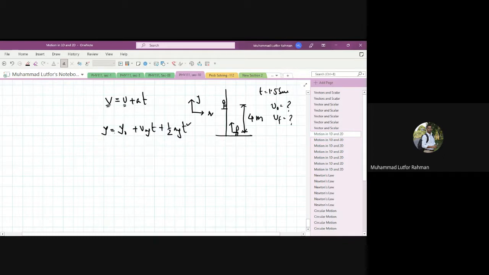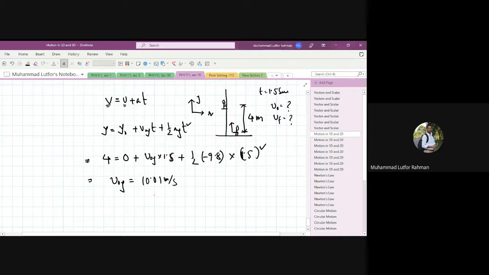If I choose this as my origin, then y naught would be 0, and y is the displacement between these two guys. v naught y is the initial velocity at which you throw the ball towards your friend, that we have to find out, into t, which is 1.5, plus half a y, which would be minus 9.8, into 1.5 square. Then you can solve this. If you solve, you will find the v naught y, the initial velocity along the y direction, would be 10.01 meter per second.